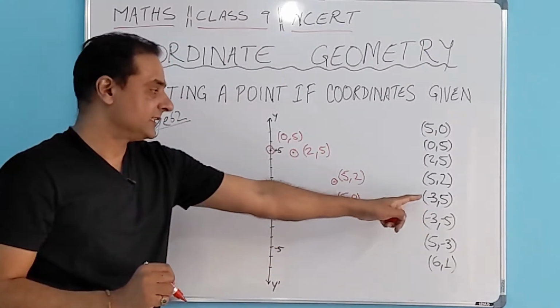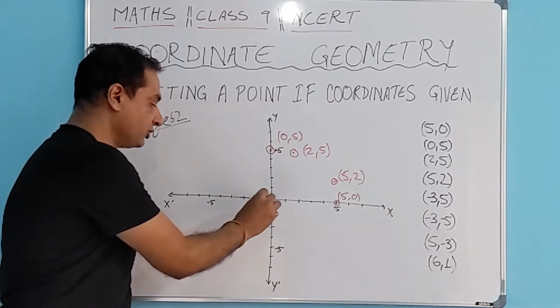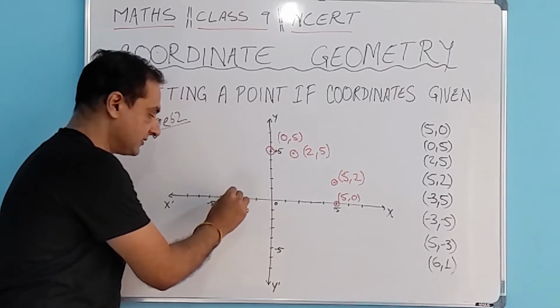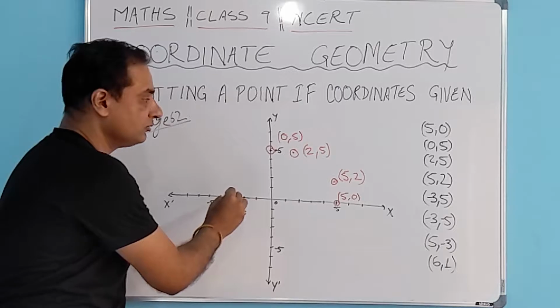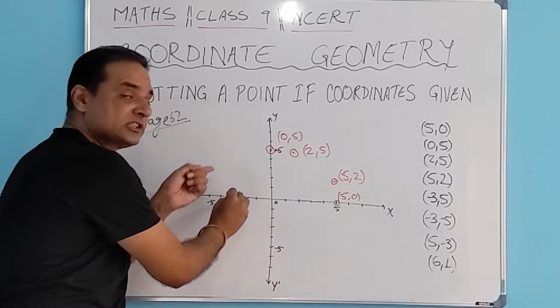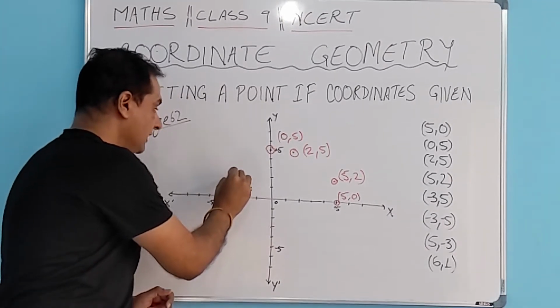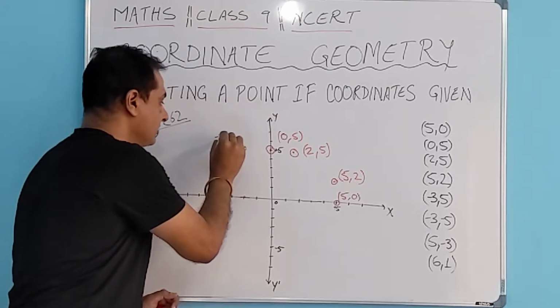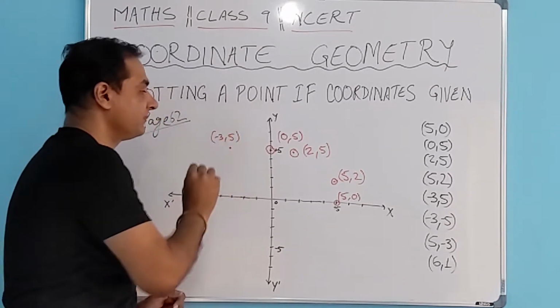The x coordinate is minus 3. So from the origin we go to the left, which is the negative direction, 1, 2, 3, minus 3 is here, and then we go to 5. So 5 is the positive direction for y, so we go up and here. So this is minus 3 and 5.